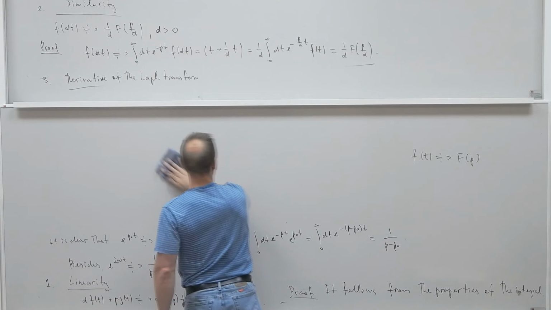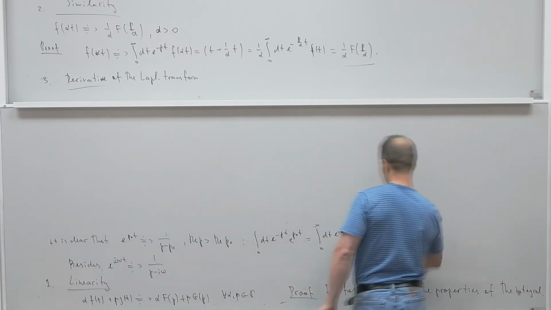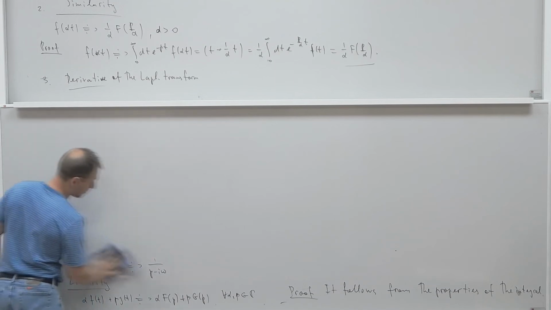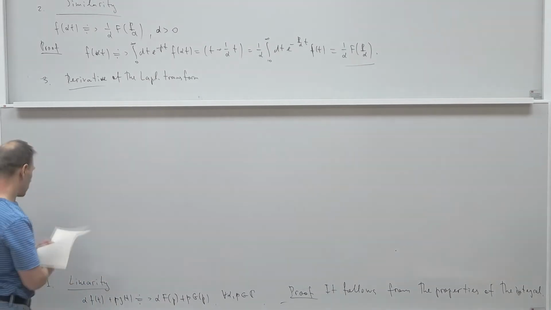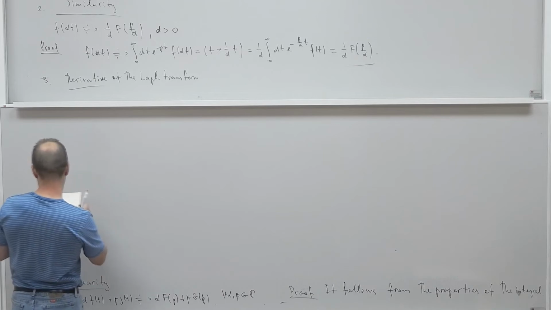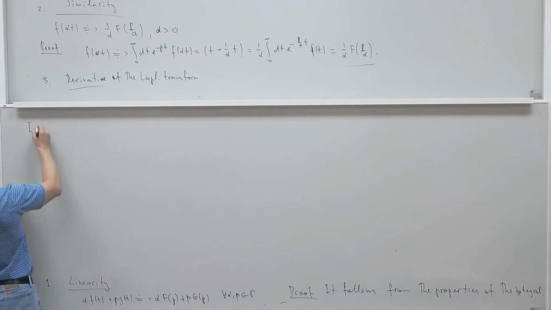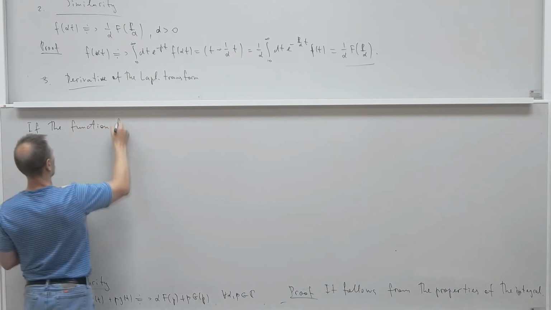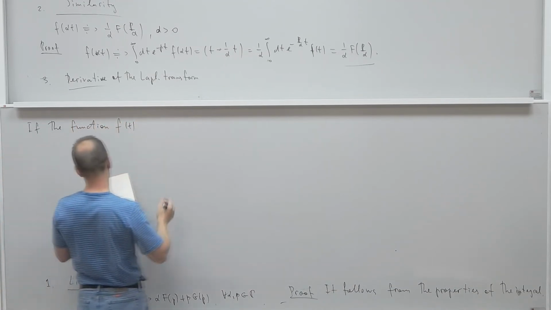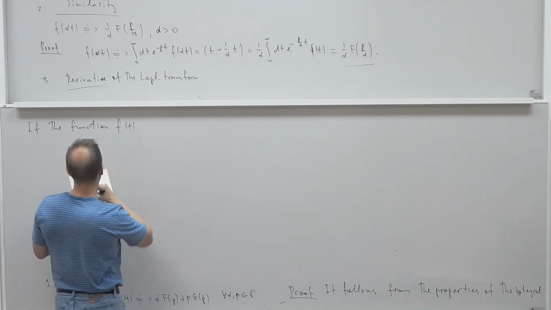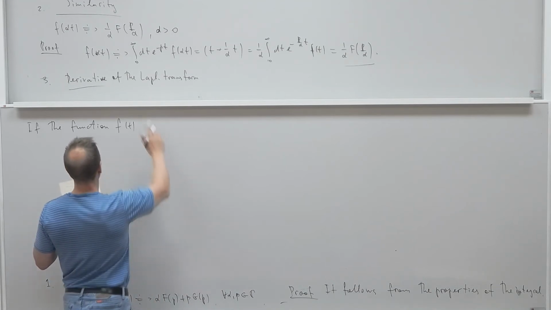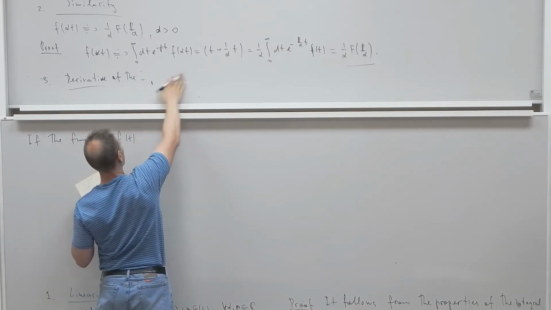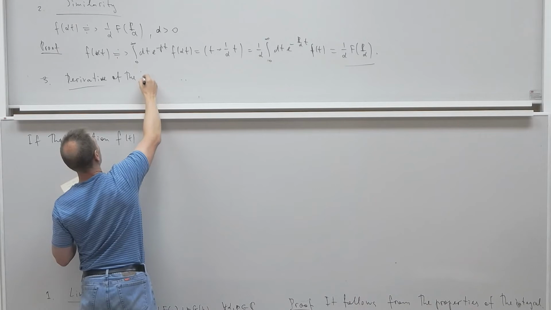This property says how to differentiate easily the image of the original. If the function f small of t is continuous, it will be the derivative of the original function, the original.